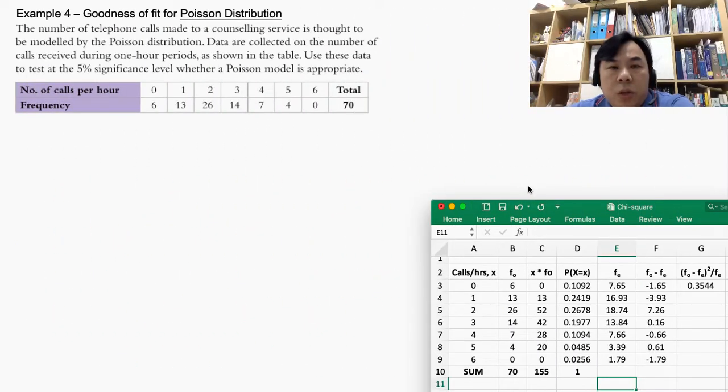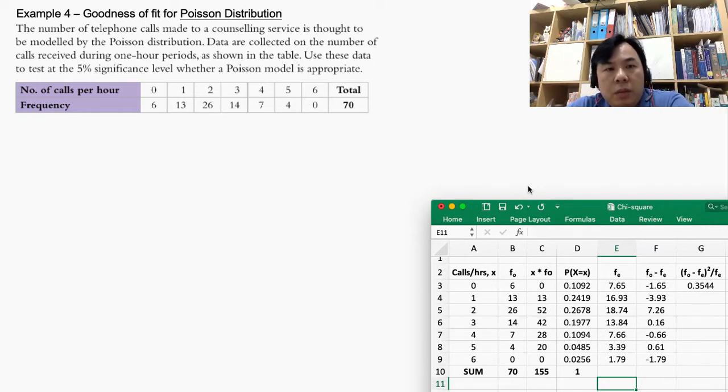All right. Question 4, testing the goodness of fit for Poisson distribution. Now, for Poisson distributions, you can refer to my other video on the general idea of what a Poisson distribution is. Poisson distribution is a discrete distribution. You can read that up if you are not sure about some of the properties of the Poisson distribution. Now let's read through this question here.